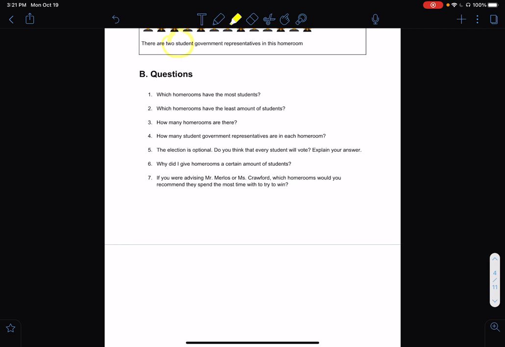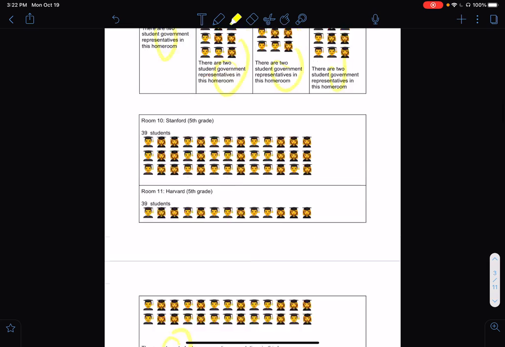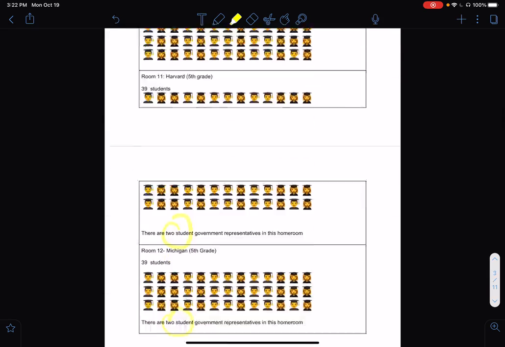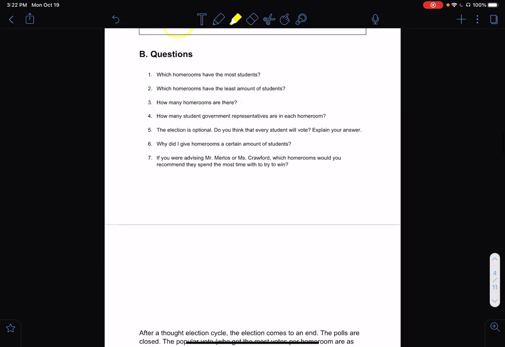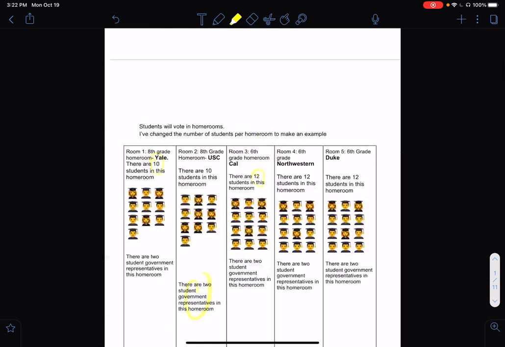The election is optional. Do you think that every student will vote? Someone said yes. The answer to that is most likely not, right? Similar to the United States, not everyone votes, for different reasons. In the United States, not everybody's a citizen, but at KIPP Summit, everybody can vote, but they don't vote because they don't want to. Maybe they don't like the candidates, maybe they don't think the candidates represent them, or they're just apathetic, they don't feel like it. So the answer to that is most likely no. Why did I give each homeroom a certain number of students? Again, to represent the state populations.